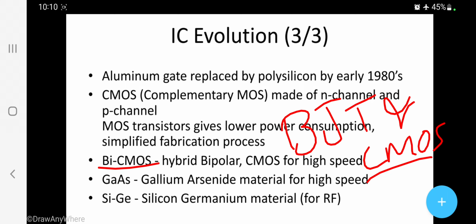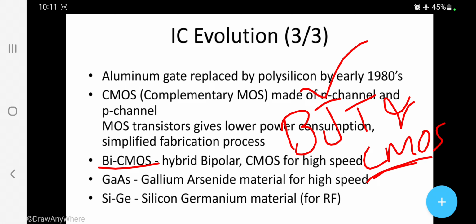The problem with CMOS is it can't drive larger loads, whereas BJT can drive larger loads and will provide more gain when compared to CMOS. Larger loads can be driven by BJT, bipolar technology, because the size of CMOS is very small. That's why it can't provide more current and can't drive larger loads. So if you have the combination of BJT and CMOS, that is called BiCMOS logic.